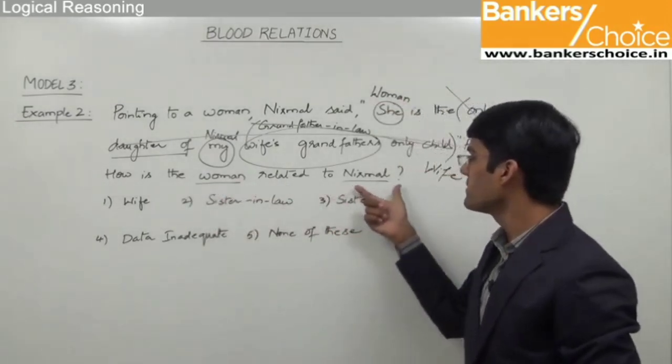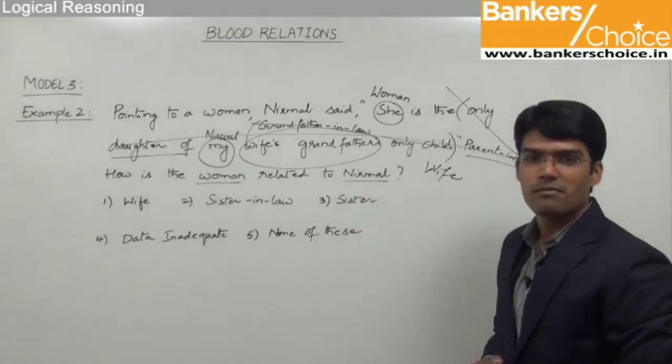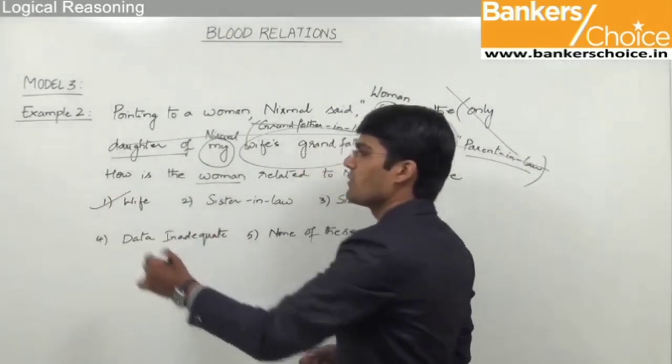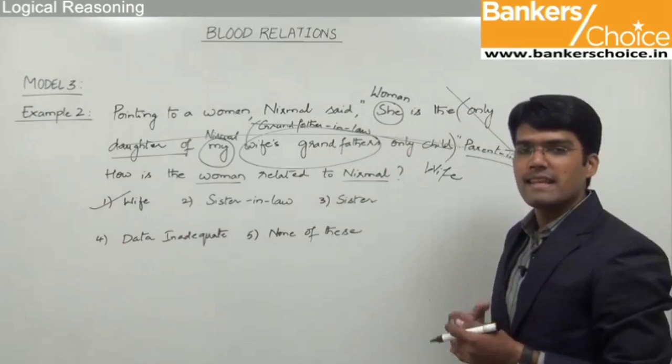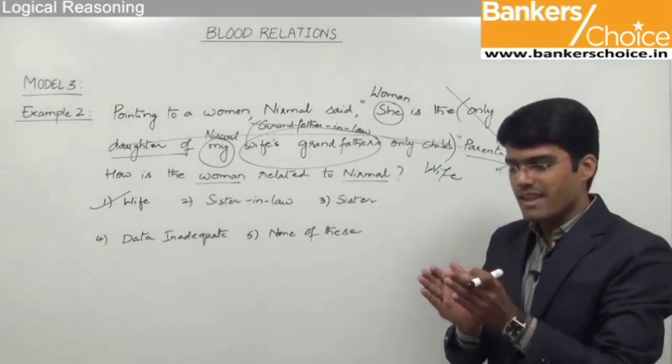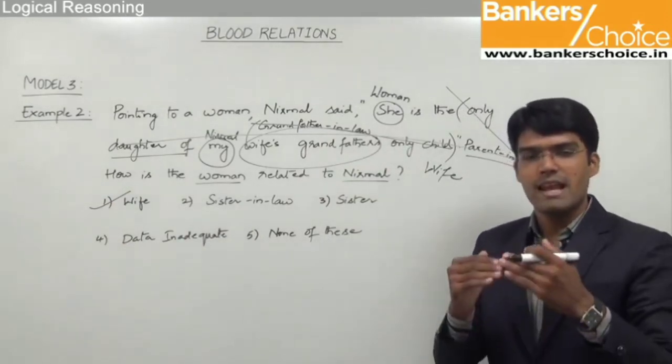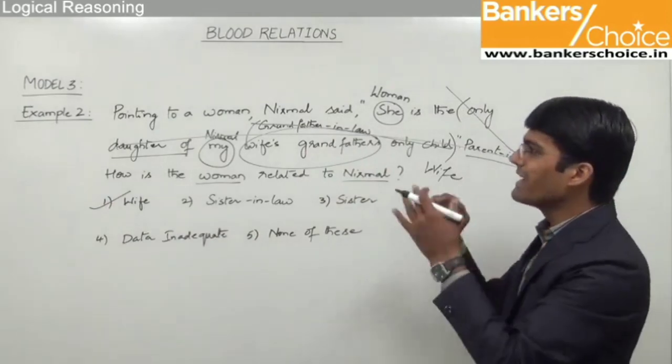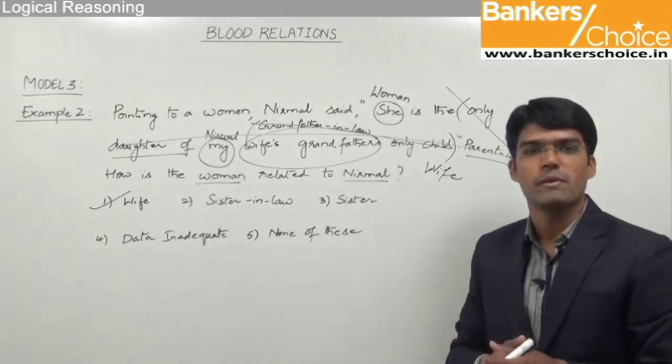So how is the woman related to Nirmal? She should be the wife of Nirmal. So the answer here is option 1. So as you can see here friends, what we only need to do is take small parts of the given statement and try to simplify it so that we can establish the relationship between the two given persons.